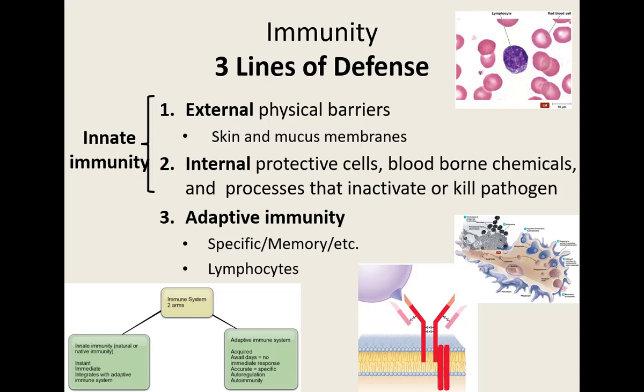So the first 2 lines of defense are called innate immunity. These are things that our body was just born knowing how to do. It didn't have to recognize anything. It didn't have to remember anything.